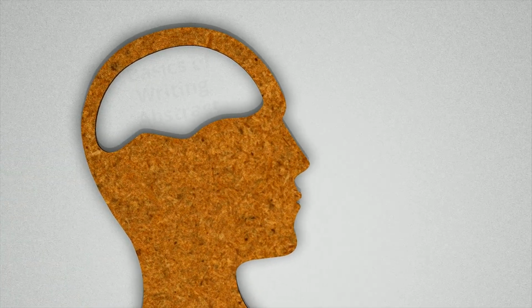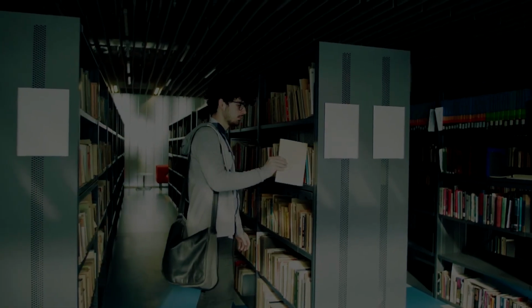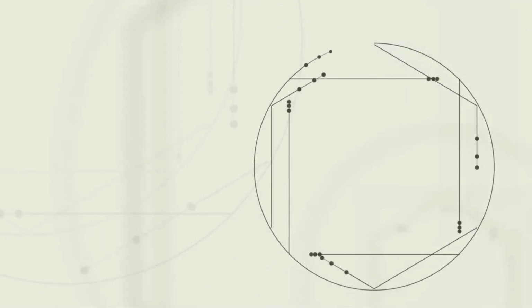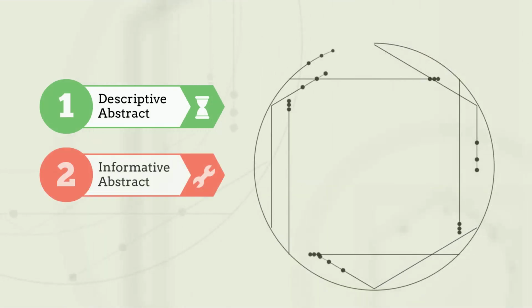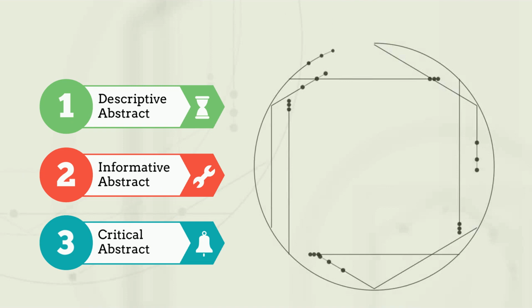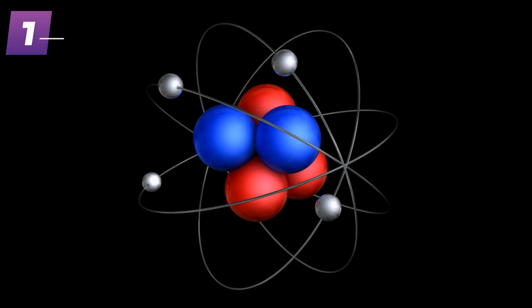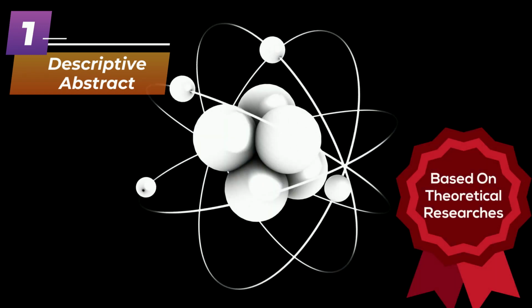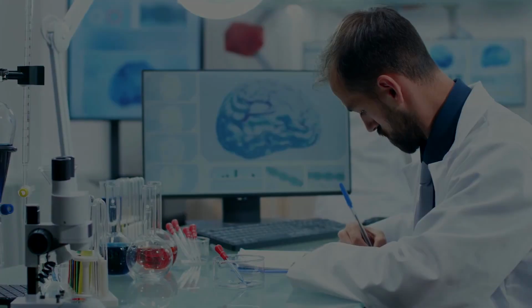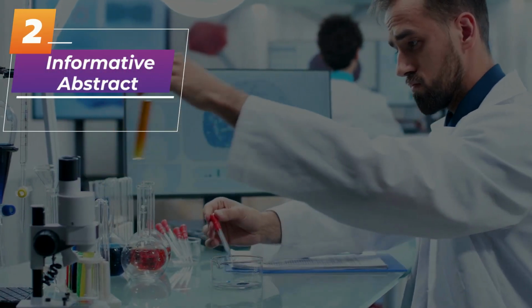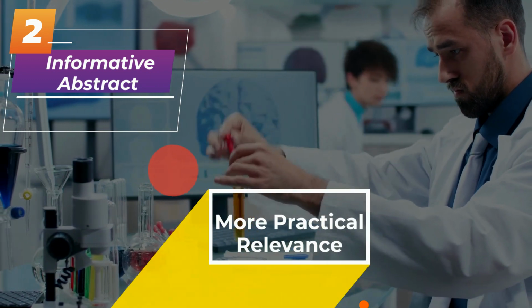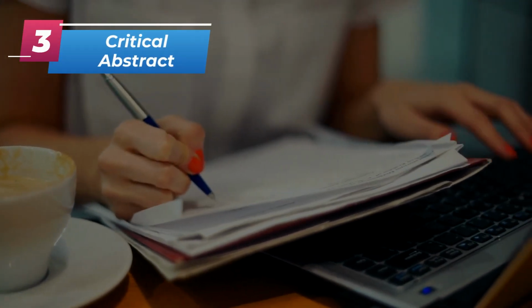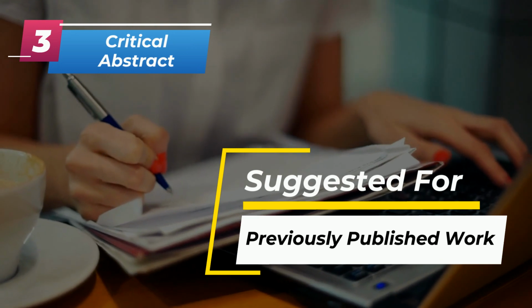Now that you know the basics of writing the abstract, choose the type of abstract you want to write according to the topic that you are working on. You can work on a descriptive abstract, informative abstract, or critical abstract. A descriptive abstract is suggested for topics that are inclined to theoretical research instead of practical studies. An informative abstract is suggested for topics that have more practical relevance and less theoretical research. A critical abstract is suggested if you are contradicting a previously published work to a great extent.